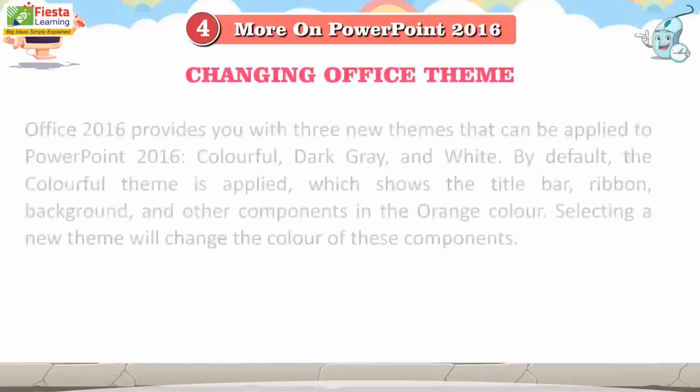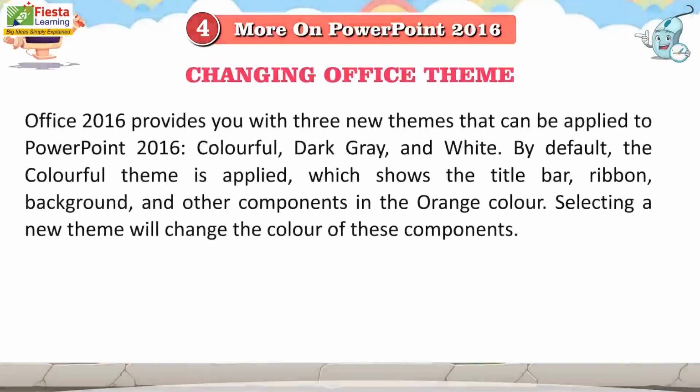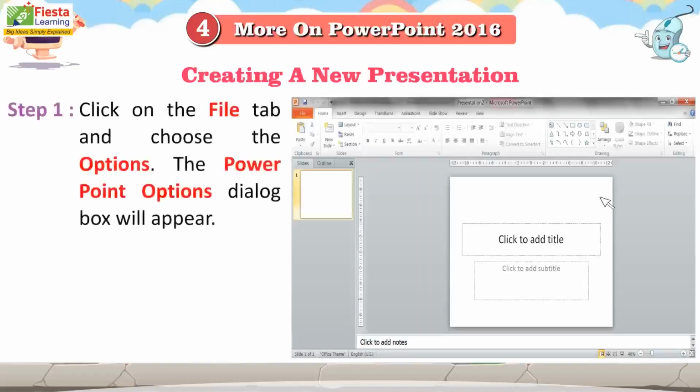Changing Office Theme. Office 2016 provides you with 3 new themes that can be applied to PowerPoint 2016: colorful, dark gray and white. By default, the colorful theme is applied, which shows the title bar, ribbon, background and other components in the orange color. Selecting a new theme will change the color of these components.